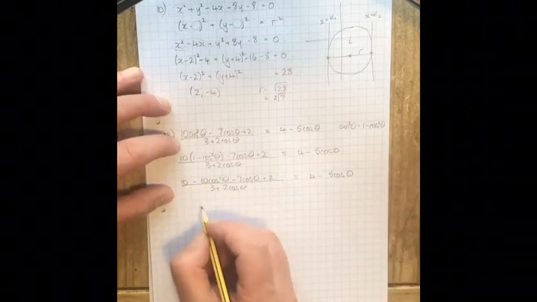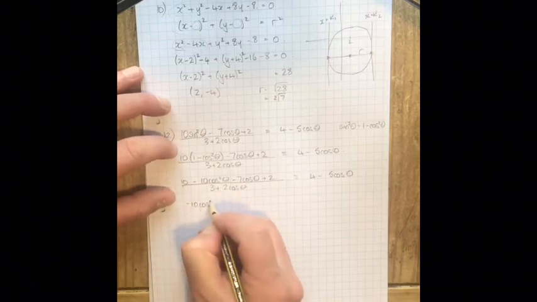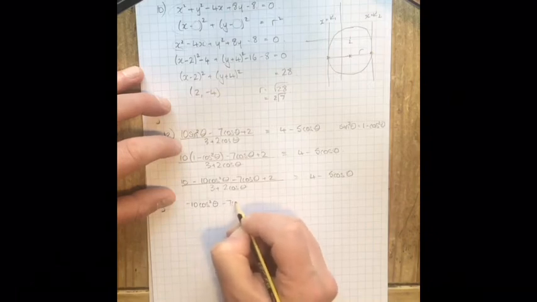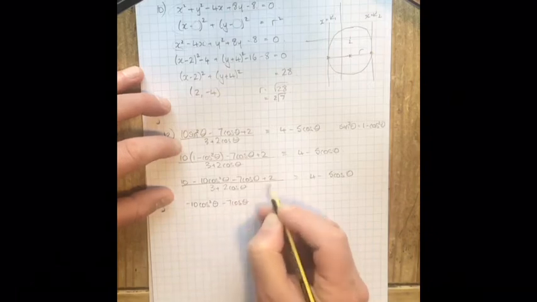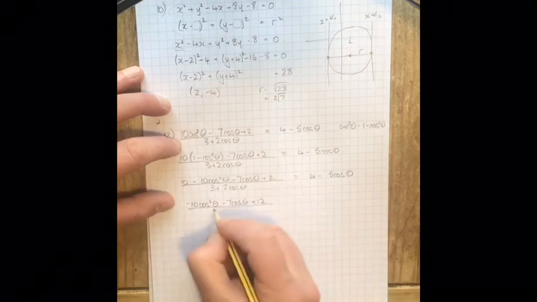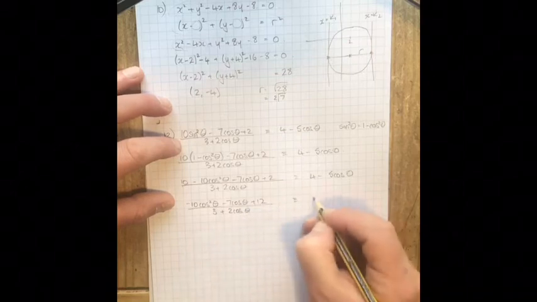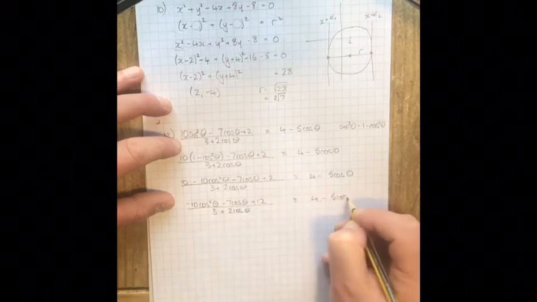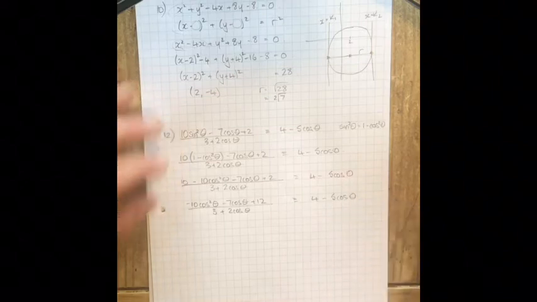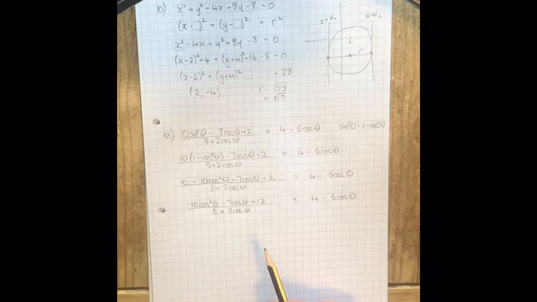Sort this out a little bit. Let's have minus 10 cos squared theta minus 7 cos theta, 2 plus 10 is 12, over 3 plus 2 cos theta. That's the same as 4 minus 5 cos theta. Alright. We've got a quadratic on the top here, but it's a quadratic in cos, but you solve it in exactly the same kind of way.